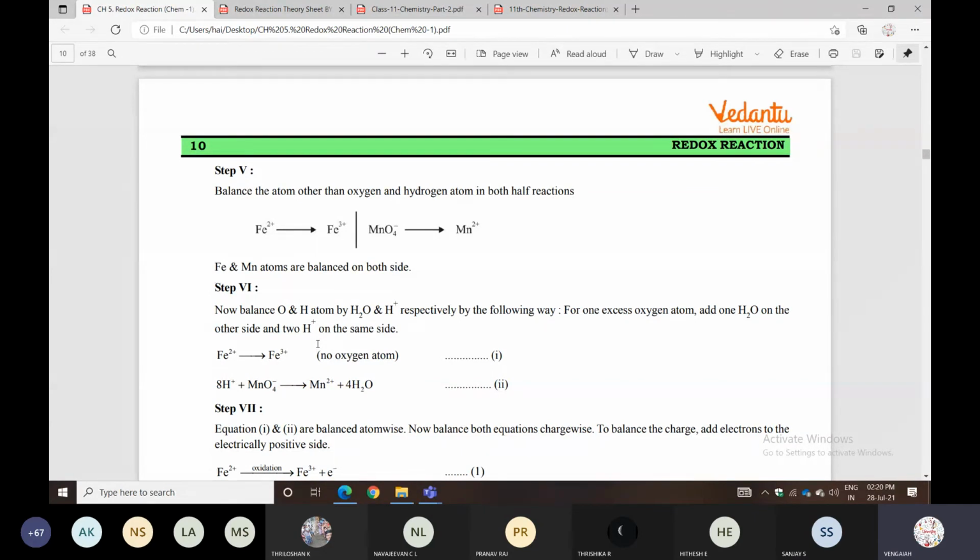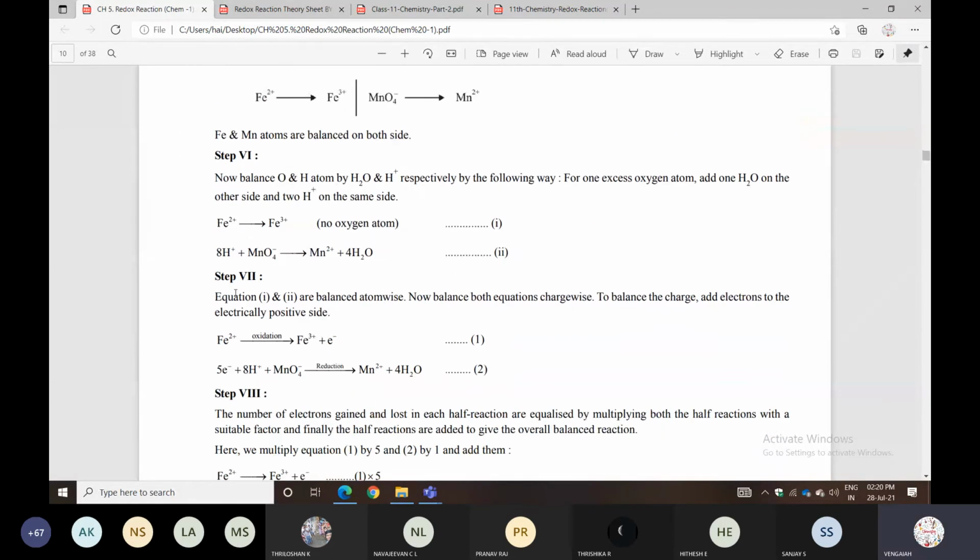The next step is, when balancing only oxygen atoms, add water molecules to the deficient side. The next step is balancing hydrogen atoms. Here we have 2 methods, acidic medium and basic medium. In acidic medium, add H plus ions. In basic medium, add OH minus ions. After that, charge balance, then electron balance, and finally add the 2 half reactions to make one main reaction. Like that. Okay?